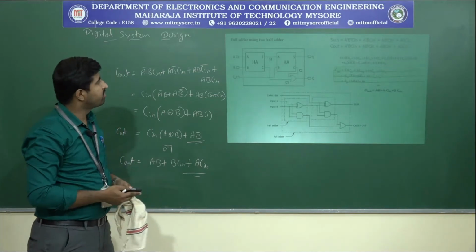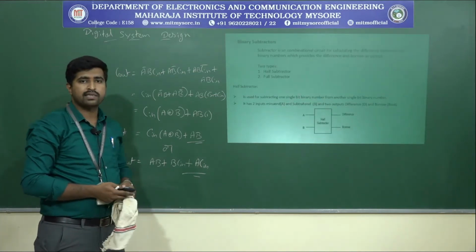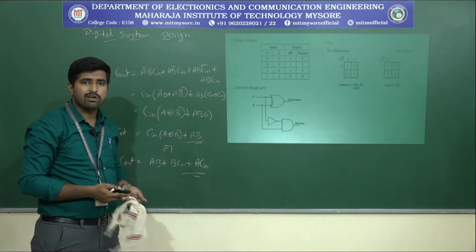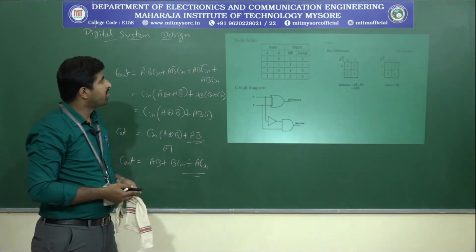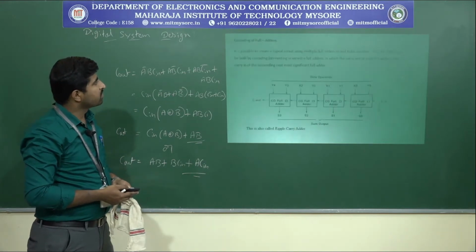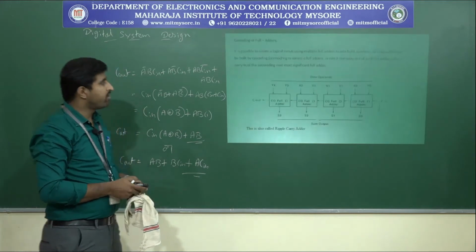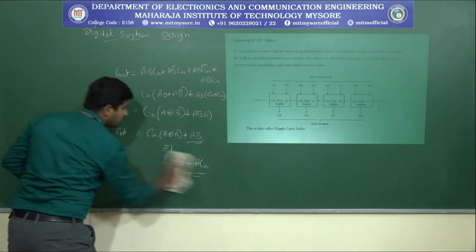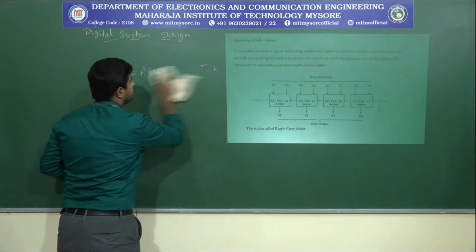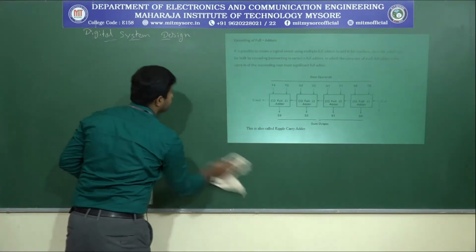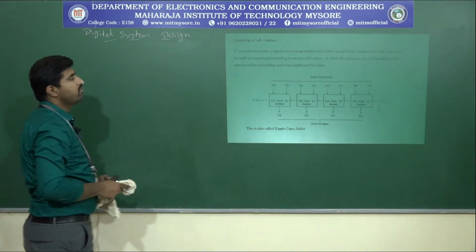Okay. So next we understood about the binary subtractors. Okay. So what is a half subtractor, what is a full subtractor, what is the logic circuit and the truth table, we have already understood. Okay. So next we will move to the cascading of the full adders. So as already said, when we need to add two n numbers, so that means two n bit numbers we need to add, then we are going to use n cascaded full adders.